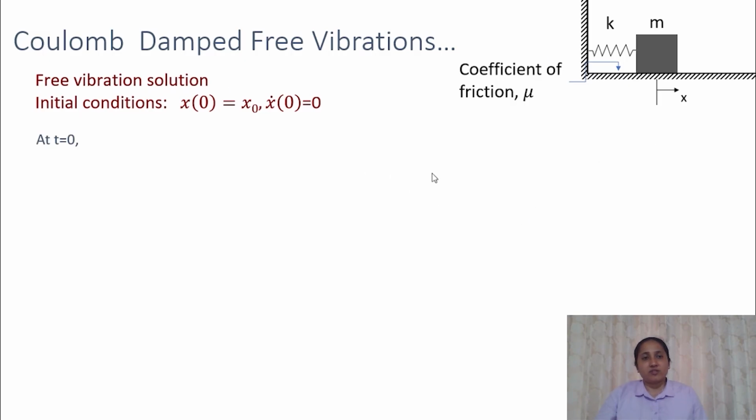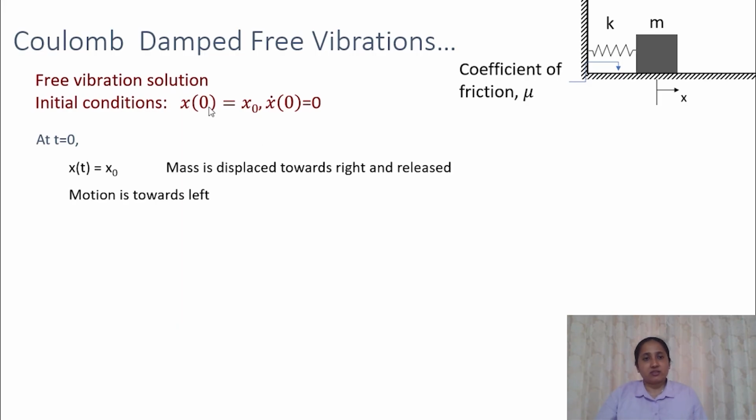So what happens when t is equal to 0? We know the initial condition: the value of x at t equal to 0 is equal to x naught. Here the mass is displaced towards the right and then it is released. So the initial condition was a displacement towards the right. When a body is displaced towards the right and it is released, it moves to the left.